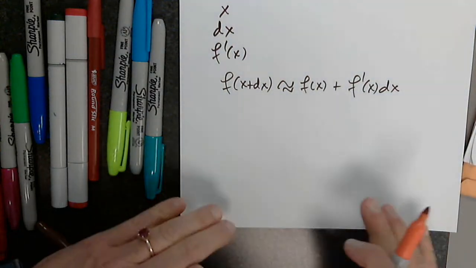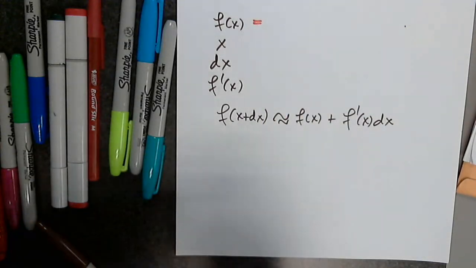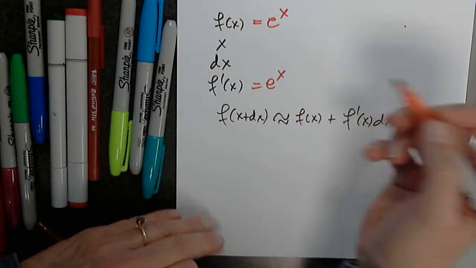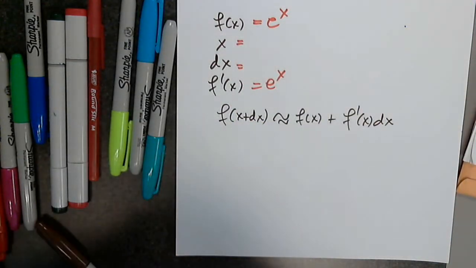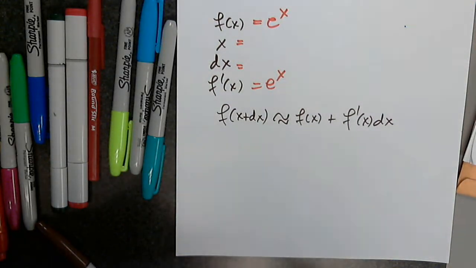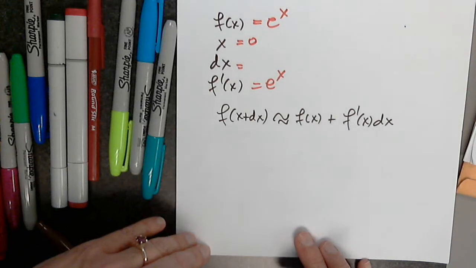So what is the function that we are looking at? Very good. It's e to the x. So then e to the x prime is e to the x. Now we have to identify x and we have to identify dx. Something very close to negative 0.015. What would that be? 0. Something that we can work with. Yeah, very good. And how much is dx?